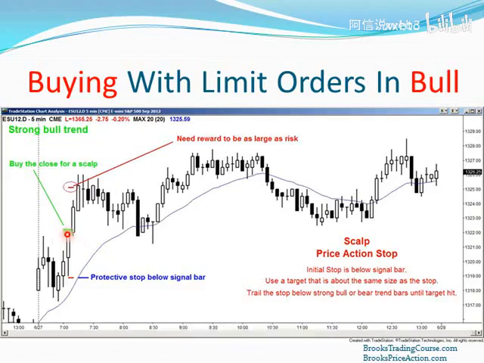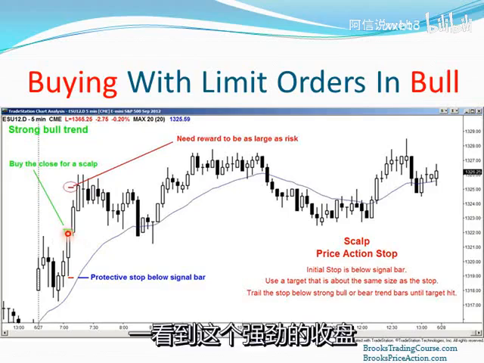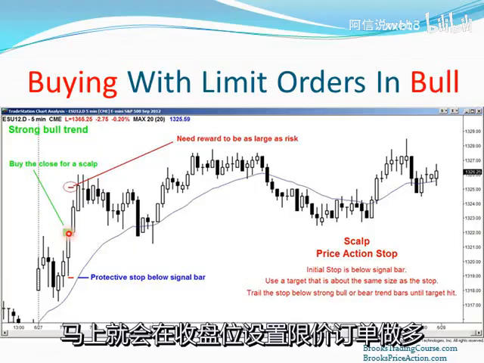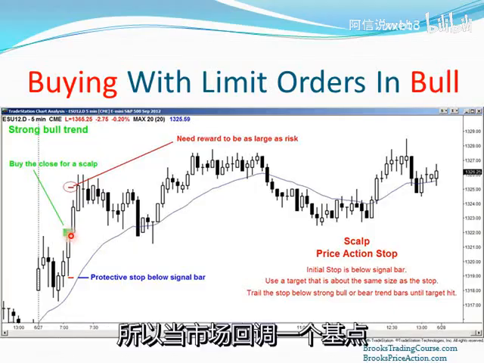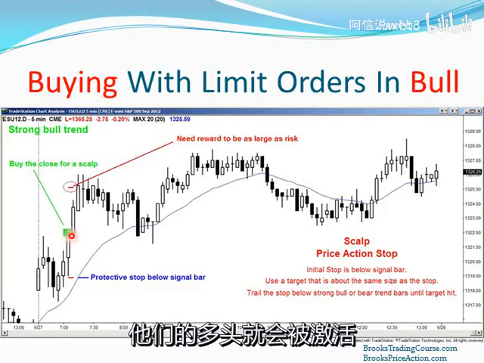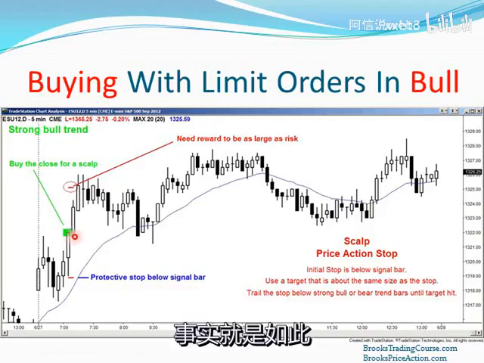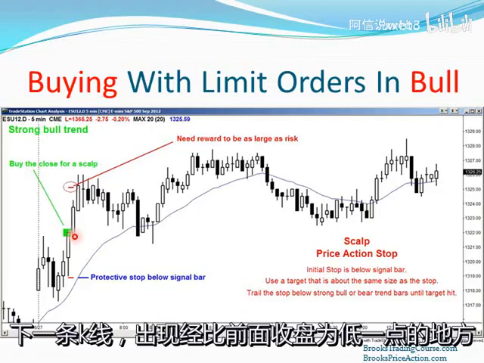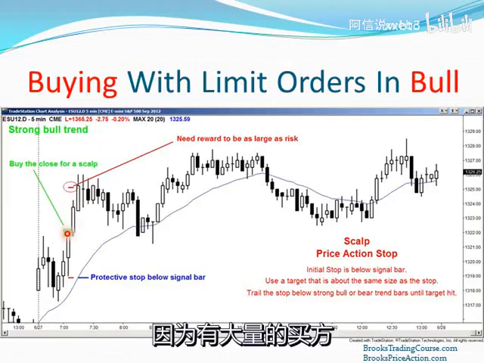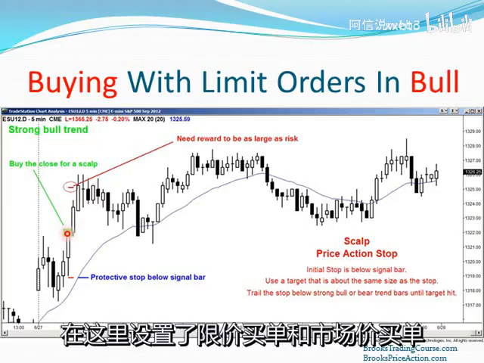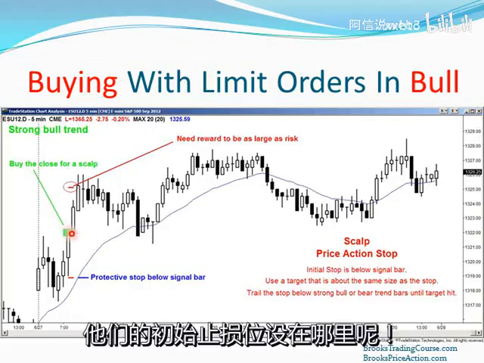What a lot of traders will do is, as soon as they see that strong close, they'll quickly place a limit order at the price of that close to buy. So if the market ticks 1 tick below, they'll get filled on a long, and that's exactly what happened. The next bar, it ticked 1 tick below that close, and it went up. And it went up because a lot of traders had buy limit orders and market orders as soon as that bar closed.